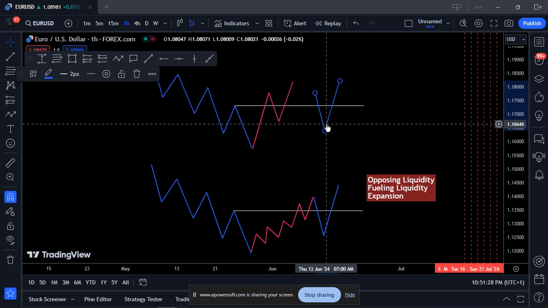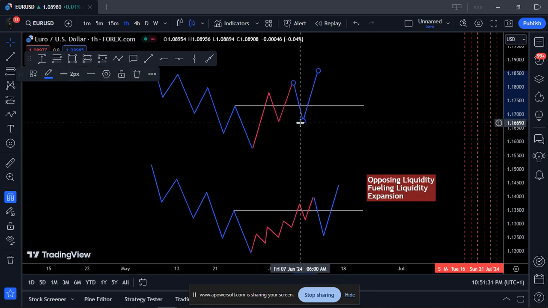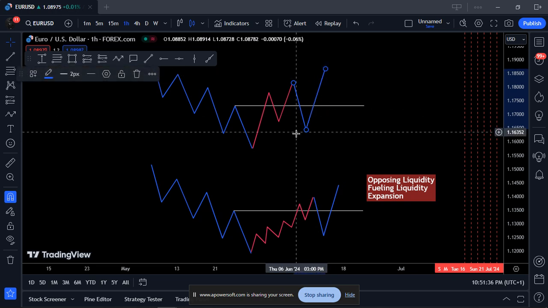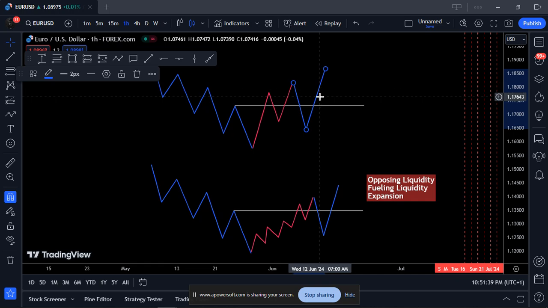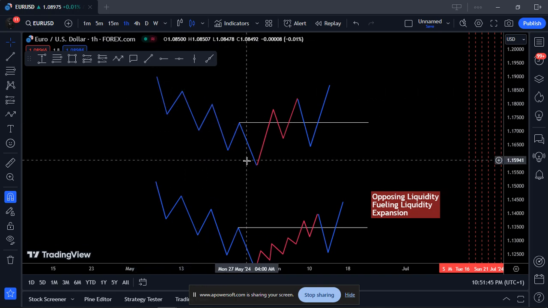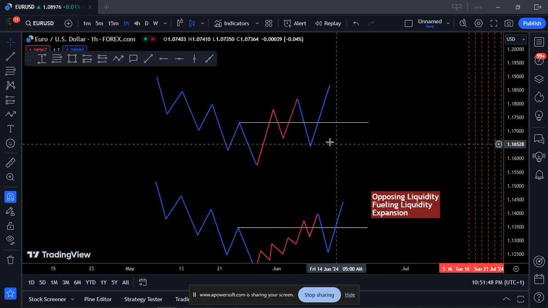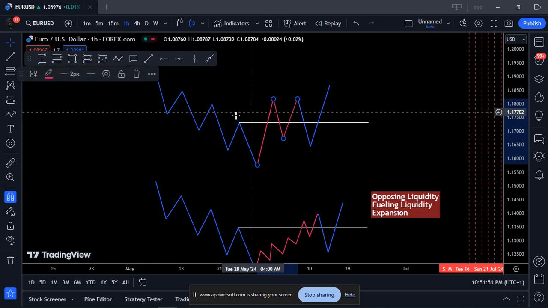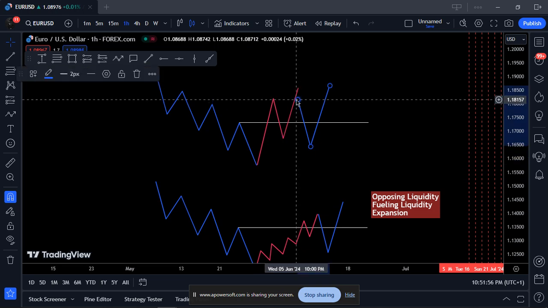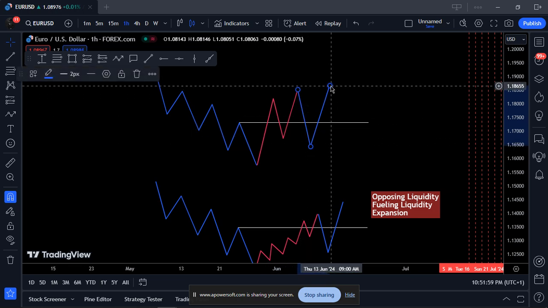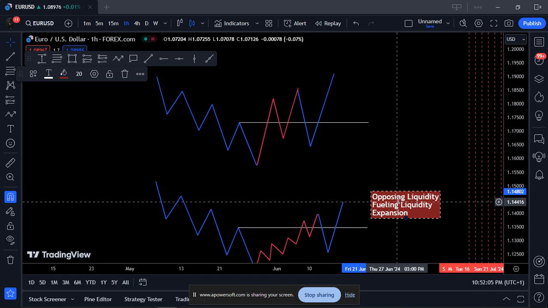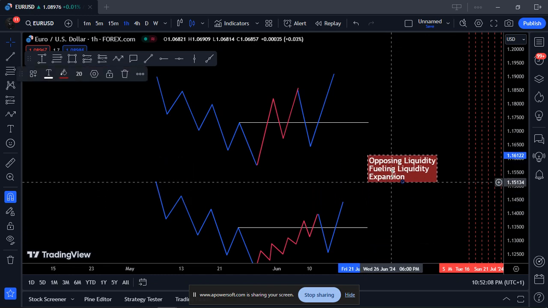Phase one could come like this, and there's nothing wrong with it as long as the liquidity is formed, then the fueling liquidity is taken, then the expansion. You see, phase one could come in this way, and it doesn't mean that this has to be multiple, it could take multiple liquidities as well. It has taken these two liquidities, then this. So this is the complete inducement entry: opposing liquidity, fueling liquidity, then expansion.